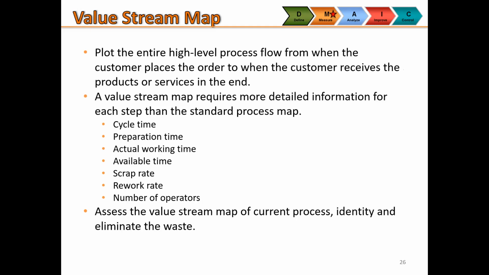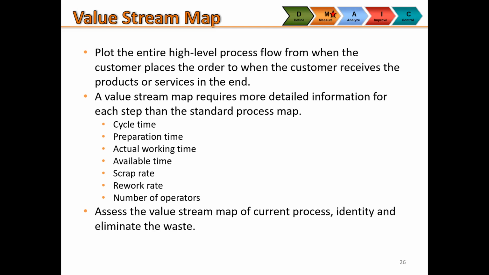And a value stream map, so you plot the whole high-level process from when the order gets placed and how much they want to when the customer receives it. So all the processes from when an order gets taken to the time it gets shipped. And it requires more detail than the regular process map, like the swim lane map I showed you.